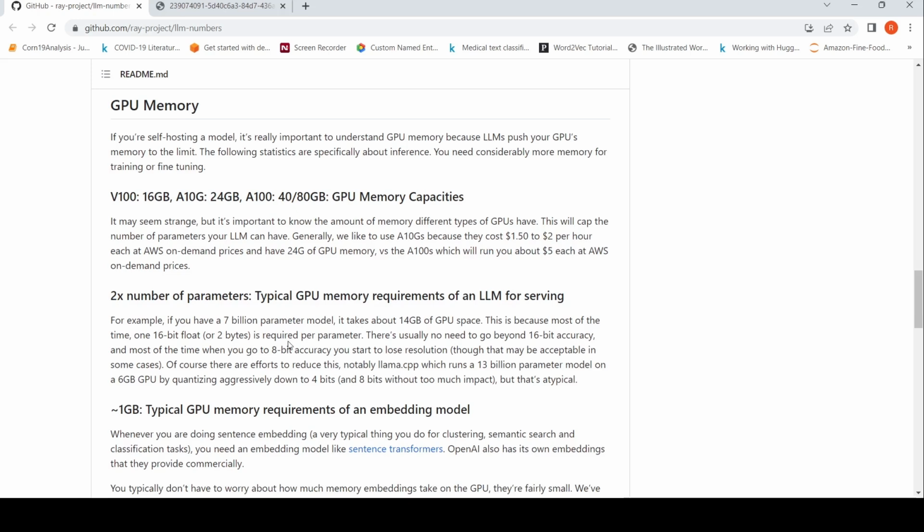The idea over here is that you can go for a 16-bit float per parameter. You need not go for much higher accuracy for the parameters. You can also go to 8-bit accuracy. You might start to lose resolution, but it could be acceptable in some cases. Then there are efforts like Llama CPP, which runs a 13 billion parameter model on 6 GB by quantizing aggressively to 4 bits, but it is atypical. So typically, the number is 2x the number of parameters for serving an LLM. This is GPU memory.